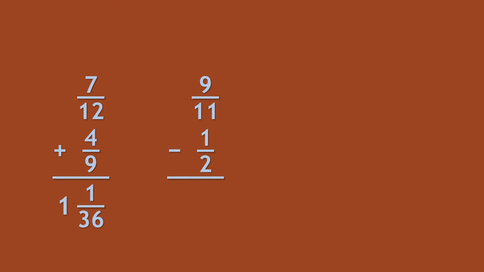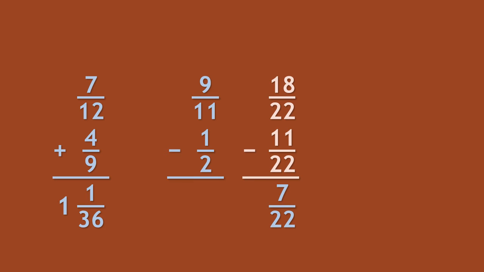Next practice problem. You should have determined that the least common multiple of 11 and 2 is 22. 11 times 2 gave us 22, so 9 times 2 gives us 18. 2 times 11 gave us 22, so 1 times 11 gives us 11. We're subtracting, and we get 7 over 22. And that fraction is written in its lowest terms.